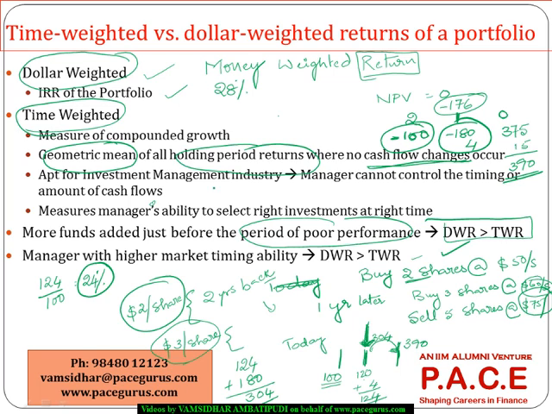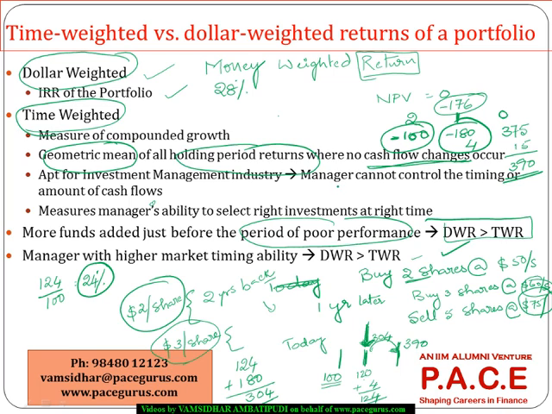But if more funds are added during the period of higher return, you will see that the dollar weighted rate of return is lesser than the time weighted rate of return. So it depends on when the funds are added. If they are added before a period of high performance, then the time weighted rate of return will be much higher. But if they are added before a period of poor performance, then the dollar weighted rate of return will be much higher.